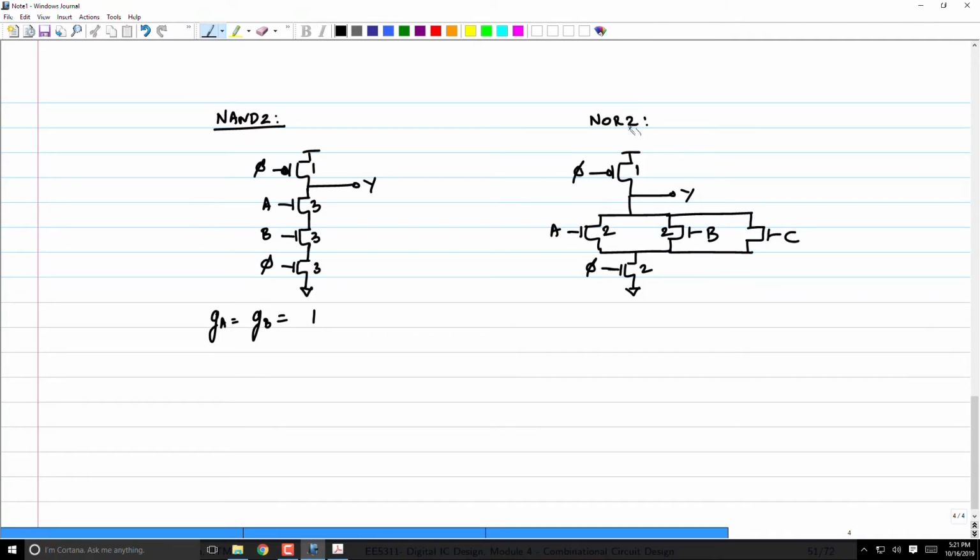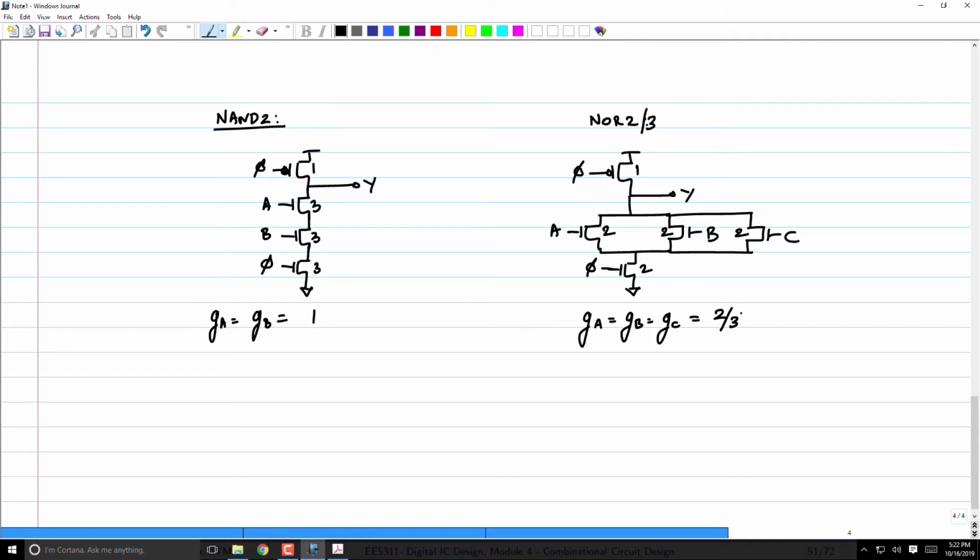C, right? NOR 3, then this would be again 2. So what's the logical effort now? GA equal to GB equal to GC. How much is it? 2 by 3. Is it 2 by 3 irrespective of the number of inputs of the NOR gate?